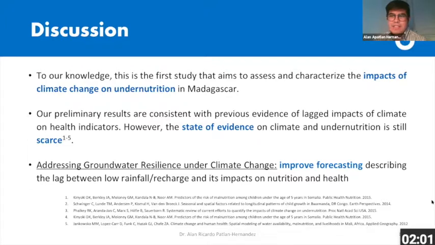So how is this addressing groundwater resilience? Well, the continuity of this project's research component is very important because it will help us to enhance the groundwater monitoring and the public health surveillance in this zone that is facing chronic droughts and where the surface water resources are almost inexistent.